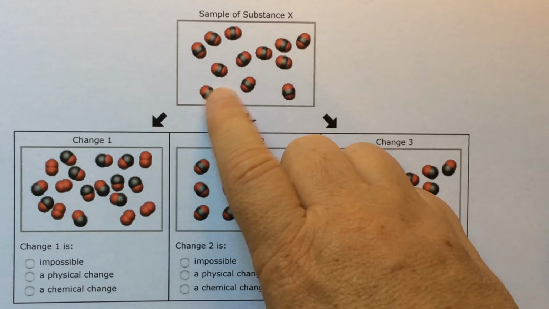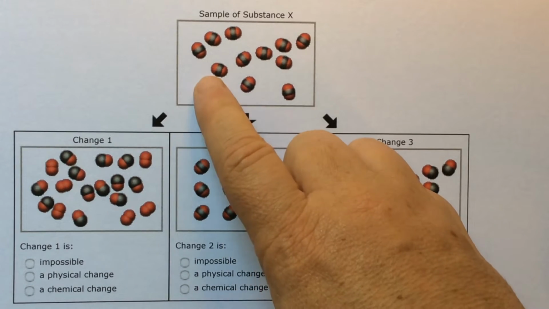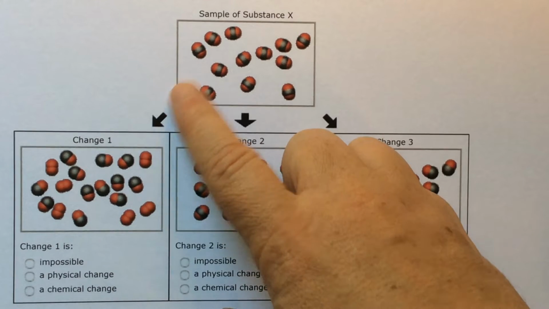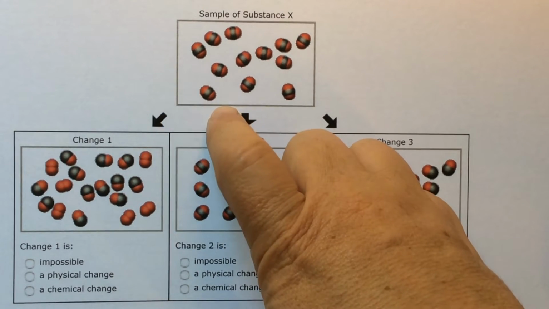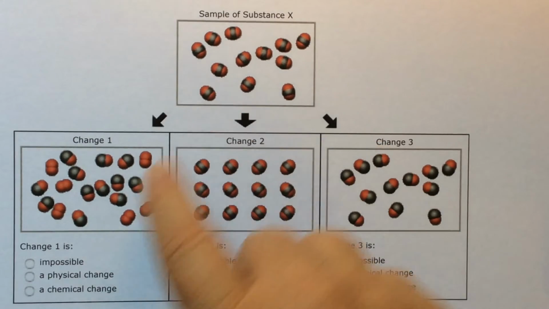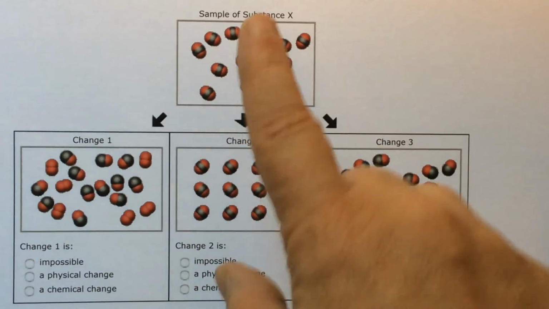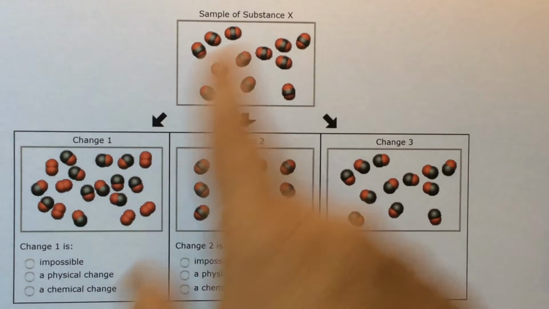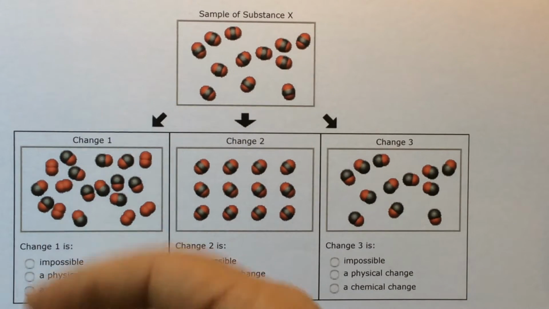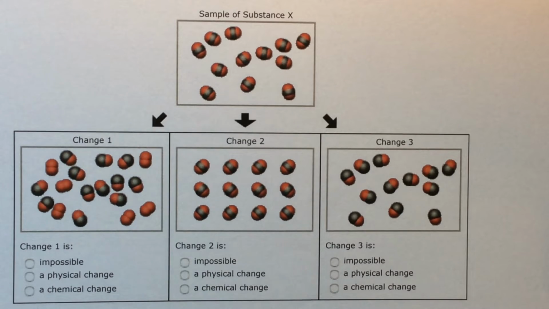I would think it's probably representing carbon dioxide. Black normally is carbon. Red is usually oxygen, so you have one carbon and two oxygens. CO2 is carbon dioxide. And they're asking you, could these change? And if they could change, say this could change into this, and if it is a change, is it a chemical change or a physical change?